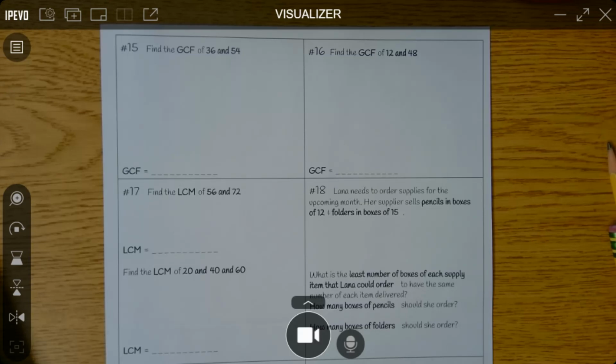Hello, my little mathematicians. I'm going to help you finish off the study guide. Remember, always pause the video, try it yourself, and then unpause it to come back to see how you did. And you can always fast forward to just the one that you needed help on.